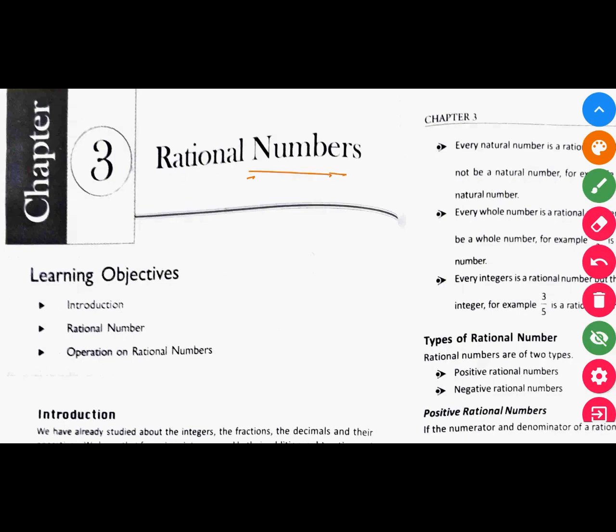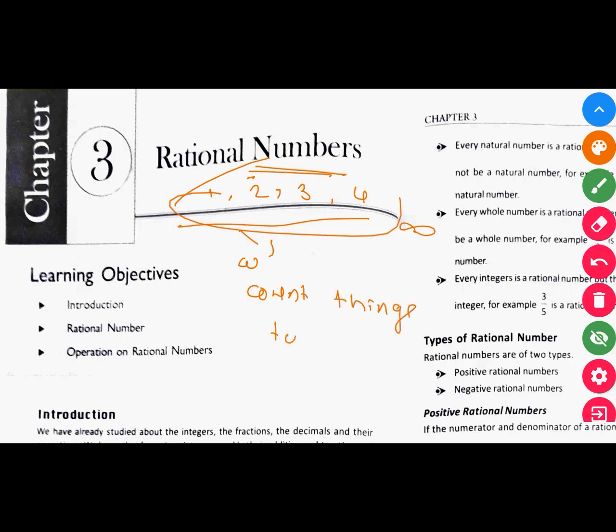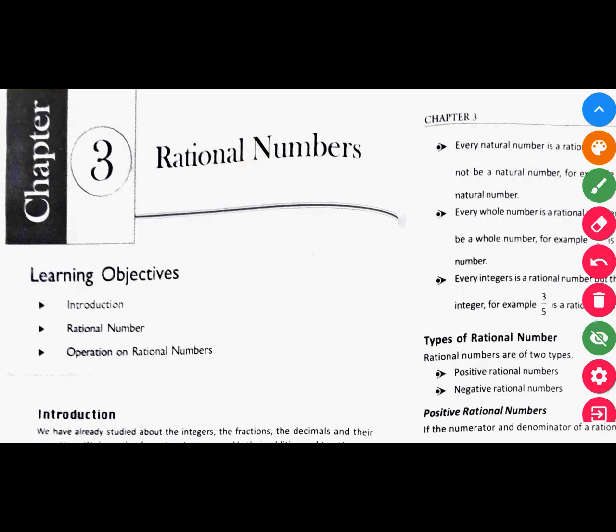So, what is meant by numbers? 1, 2, 3, 4, 5, 6, 7, and so on, continuing up to infinity, whatever we use to count the things, to represent the number of things, we use numbers. Numbers are of so many types: natural numbers, whole numbers, integers. We already learned about them.